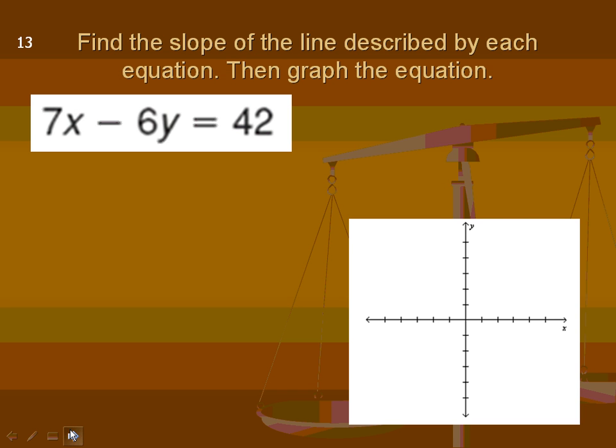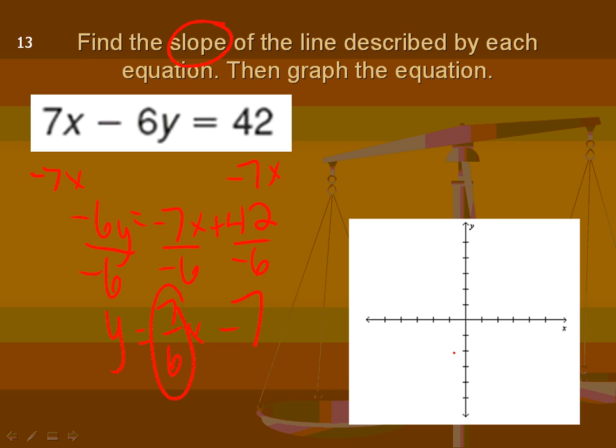Number 13, most of you, we did this in class today. I'm going to move the 7x to the other side. That gives me negative 6y equals negative 7x plus 42. Divide everything by negative 6, and y equals positive 7/6x minus 7. It asked us to find the slope, so my slope would be 7/6.